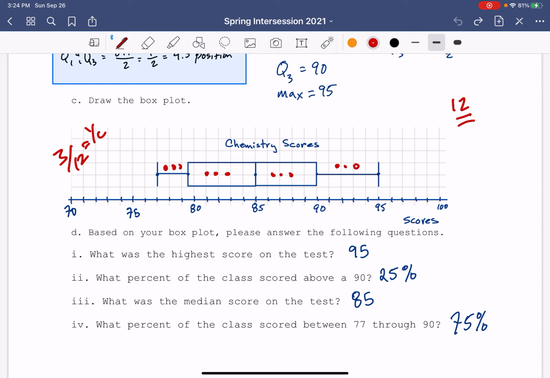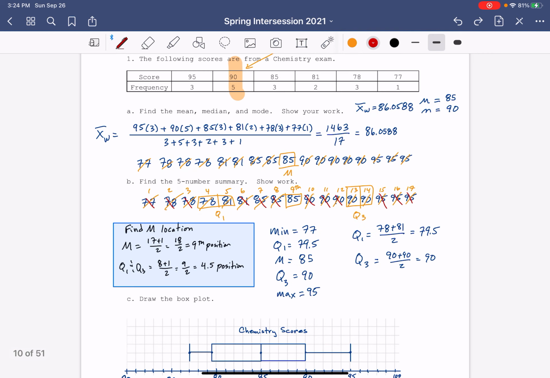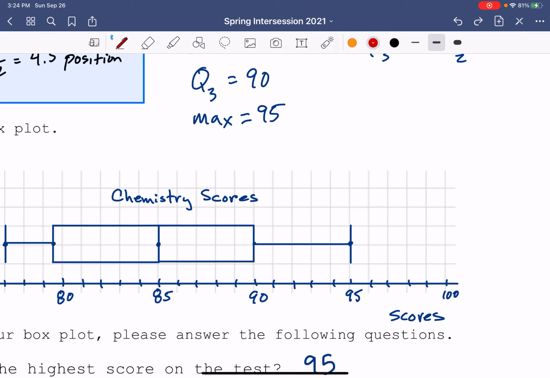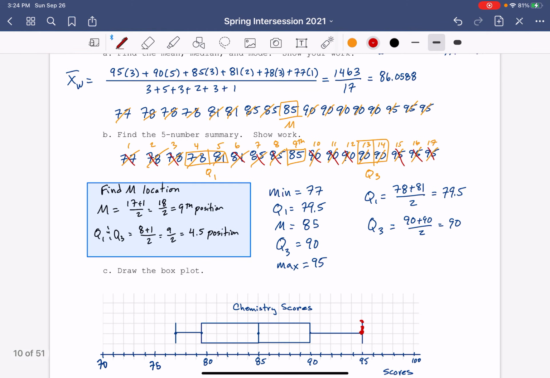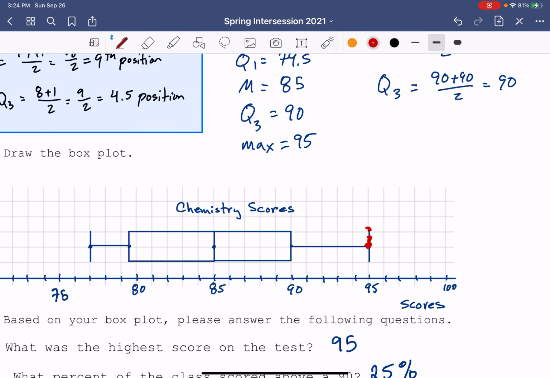And some of you are like, oh, I already know how to do this. Well, that's great, but some of you don't. So hold on. Here you can see that there's three 95s, right? There's three data points that are right here. And then what else? There's five 90s. 1, 2, 3, 4, 5. You see? So 25% of the data is right here.